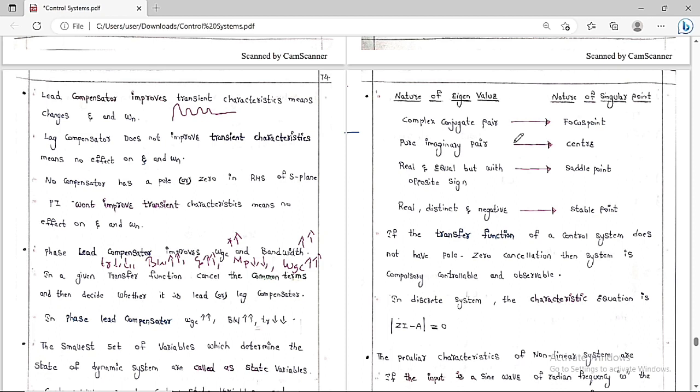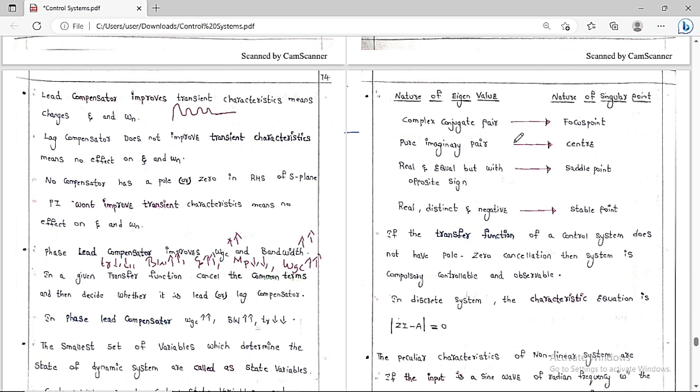So finally I can say the nature of the eigenvalue and the nature of the singular point. A complex conjugate pair means there is a real part and an imaginary part, then we are going to get the focus point. A pure imaginary pair means there is no real part, only an imaginary part, then we get the center. Real and equal but with opposite sign means all lie on the real axis and they are equal but of opposite sign, then we get the saddle point. For real, distinct and negative, we get the stable point.